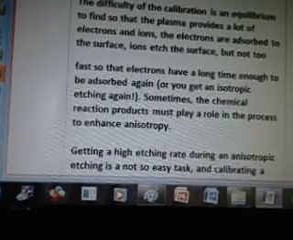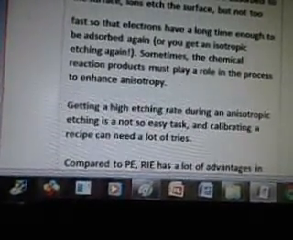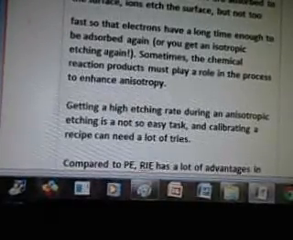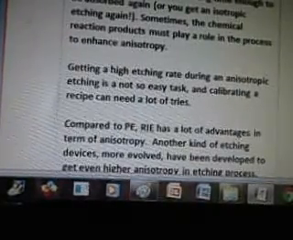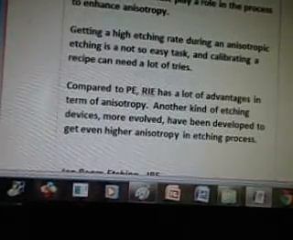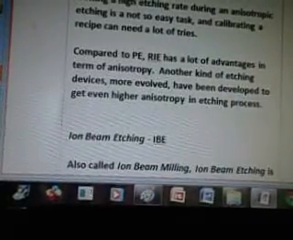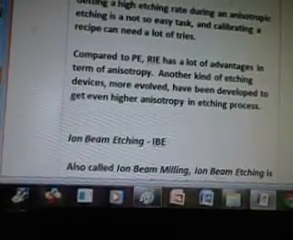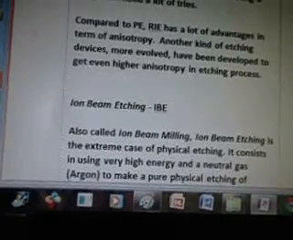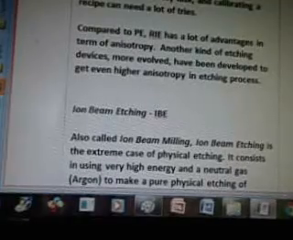The difficulty of the calibration is an equilibrium to find, so that the plasma provides a lot of electrons and ions. The electrons are absorbed to the surface, ions etch the surface, but not too fast, so that the electrons have long enough time to be absorbed again, or you get an isotropic etching again. Sometimes the chemical reaction products must play a role in the process to enhance anisotropy. Getting a high etching rate during an anisotropic etching is not so easy a task, and calibrating a recipe can need lots of tries. Compared to PE, RIE has a lot of advantages in terms of anisotropy.